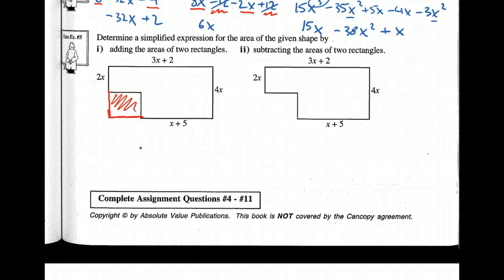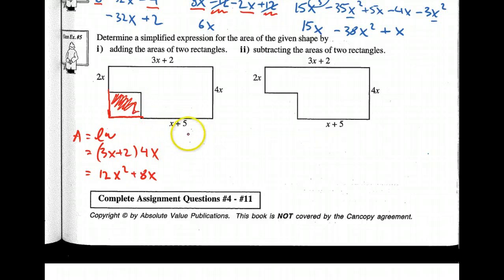So the area of the big shape again is length times width, and the length is 3x plus 2 times 4x. So the area of the big thing would be 12x squared plus 8x. Okay, but I gotta subtract away the little guy here, so I'm gonna go area, and I'll put the big rectangle here, and then a small rectangle here.